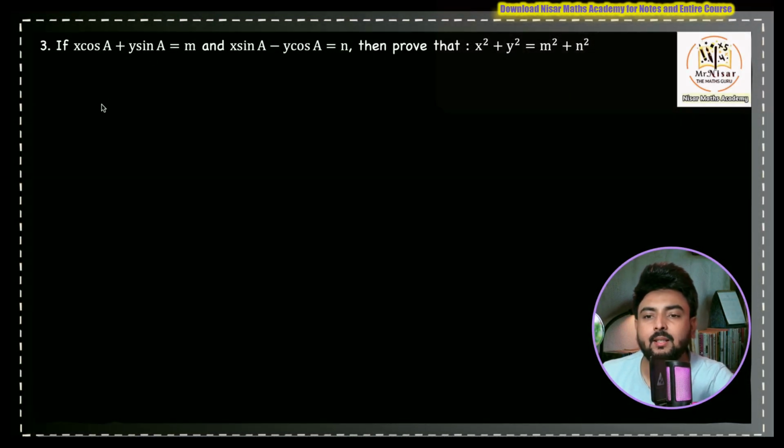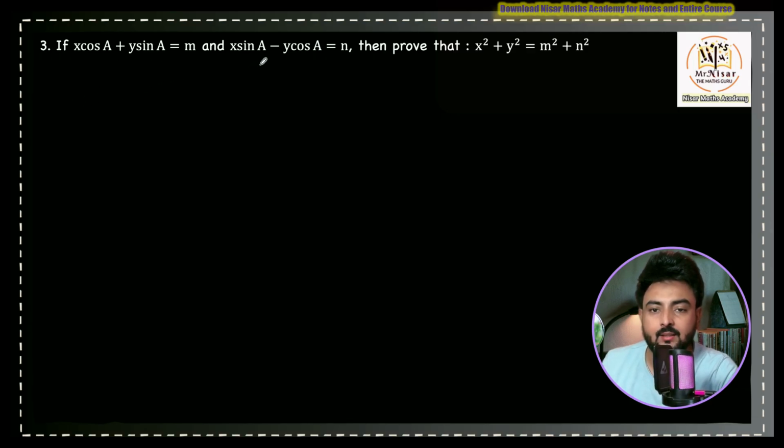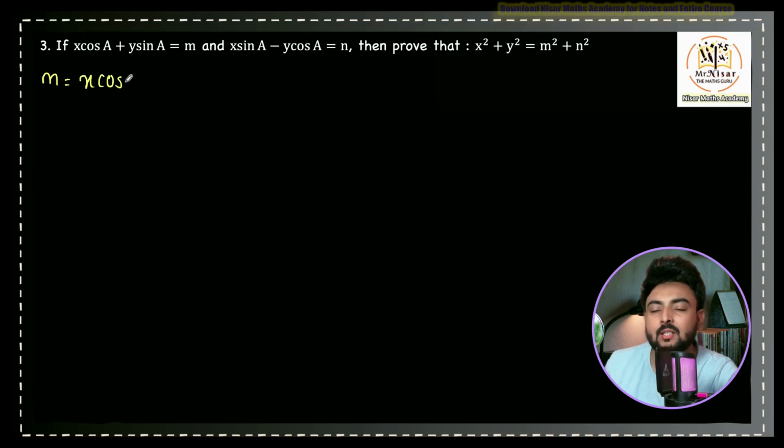So children, in the next question we have: if x cos A plus y sin A is m, and x sin A minus y cos A is n, then prove that x square plus y square is equal to m square plus n square. See, these are very easy questions. Here in the question itself the answer is given, and it is very simple. If this type of question comes in the exam, you can consider these all bonus marks.